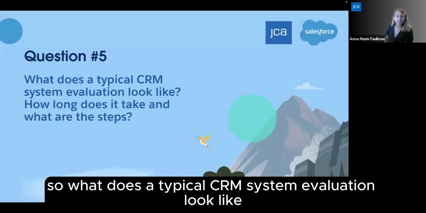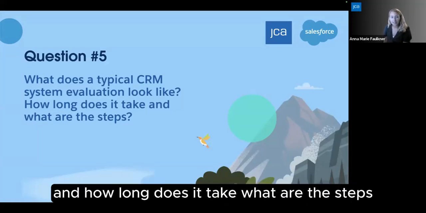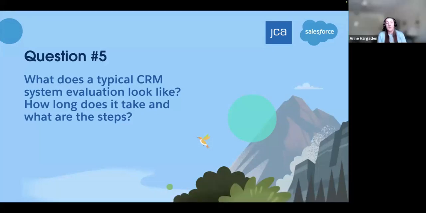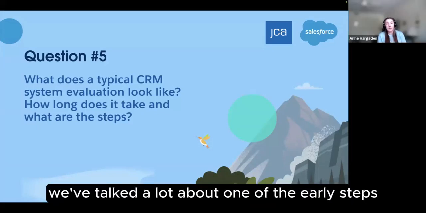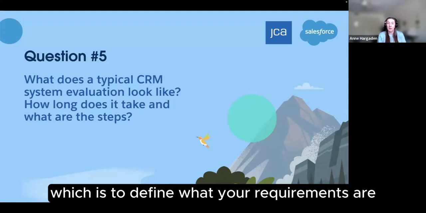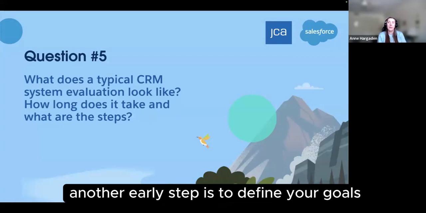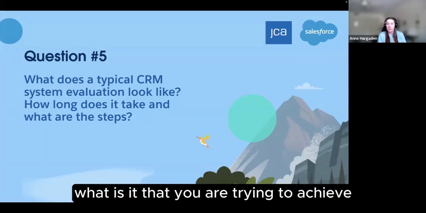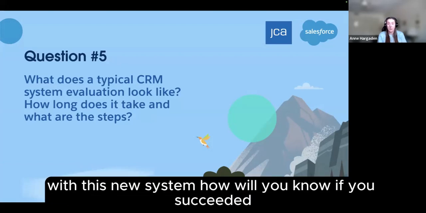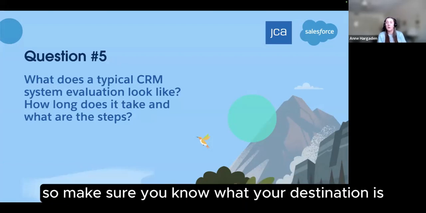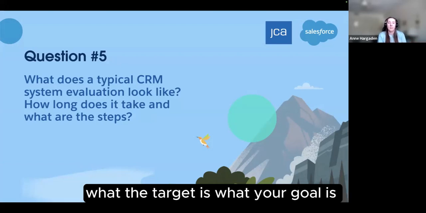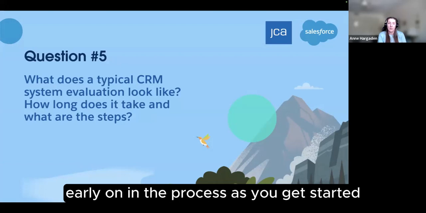So what does a typical CRM system evaluation look like, and how long does it take? What are the steps? Well, we've talked a lot about one of the early steps, which is to define what your requirements are. What is it you need? What is it you're looking for? Another early step is to define your goals. What is it that you are trying to achieve with this new system? How will you know if you've succeeded? So make sure you know what your destination is, what the target is, what your goal is early on in the process as you get started.